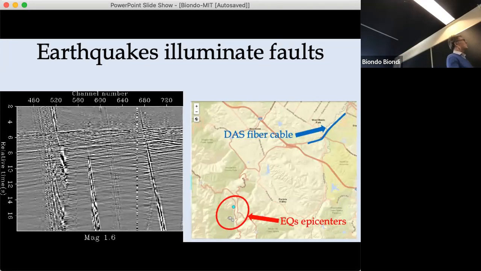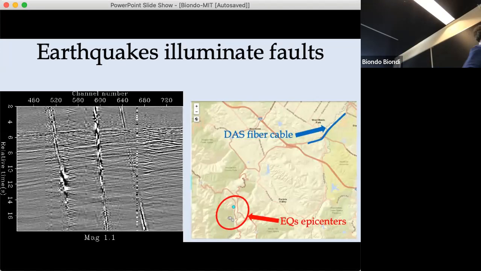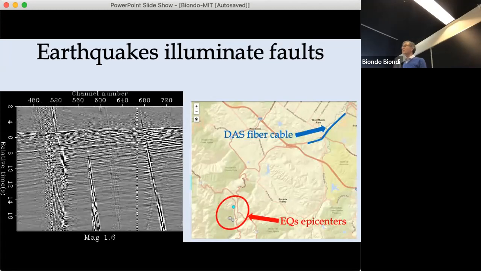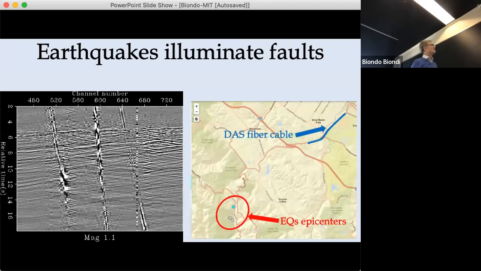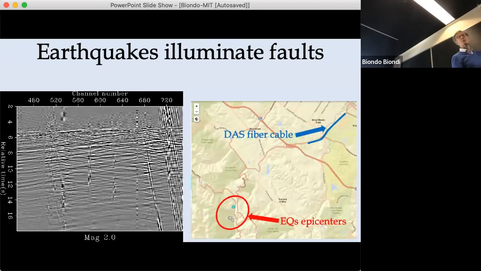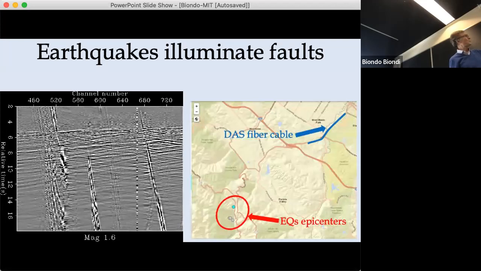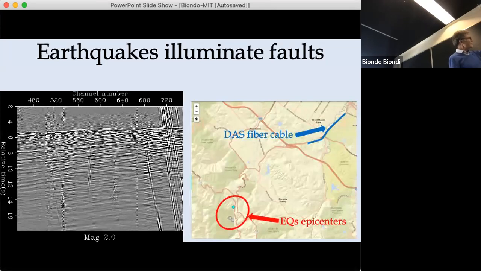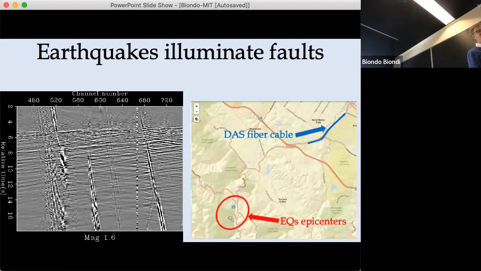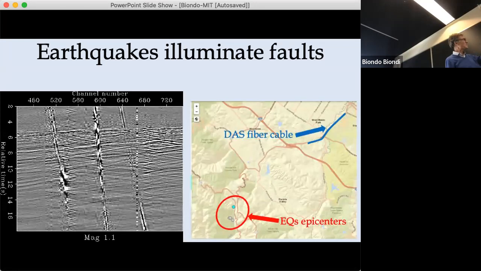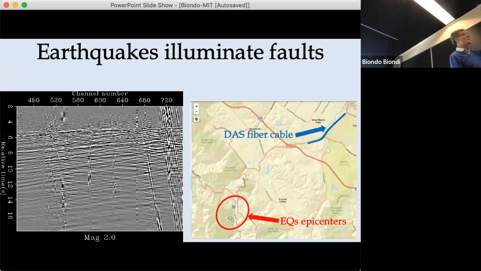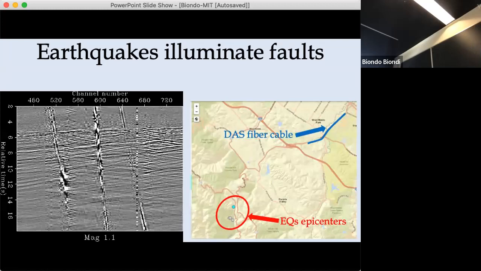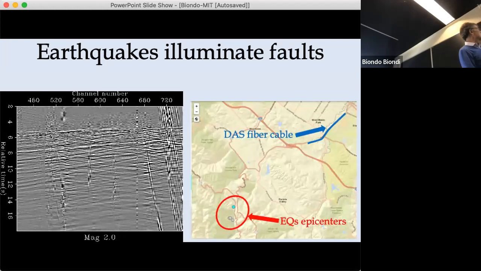So this is a sequence of five different earthquakes, going from magnitude 1 to magnitude 2, they were local earthquakes. And first you see that what looks like noise is actually signal because it's persistent. All these earthquakes come more or less to the same place up the hills. There is noise that changes from event to event, of course, but the signal underneath is persistent, so it is indeed signal.